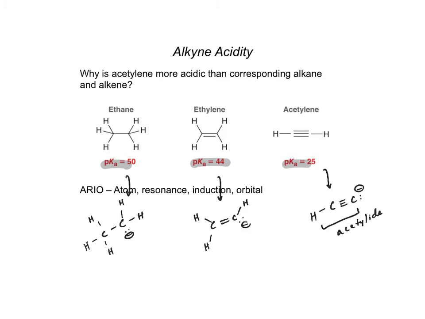Now, how do we determine who is more stable? Remember ARIO? We looked at the stability of these conjugate bases, right? We're looking at the negative charge. What did A stand for? Atom, right? For all of these, what atom is the negative charge on? It's on carbon, right? So atom isn't going to necessarily tell us who's more stable here.